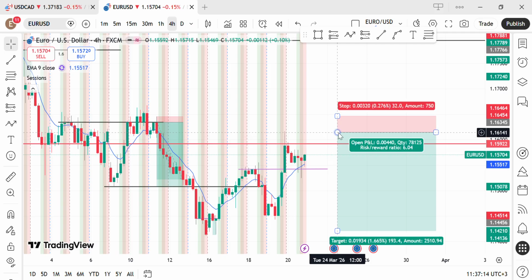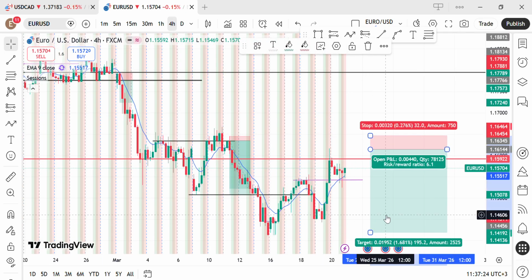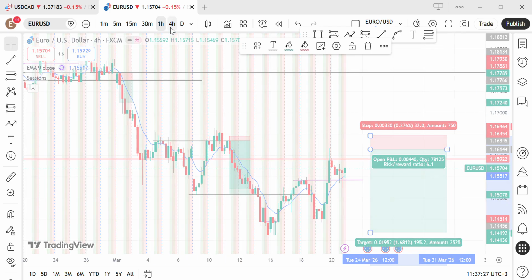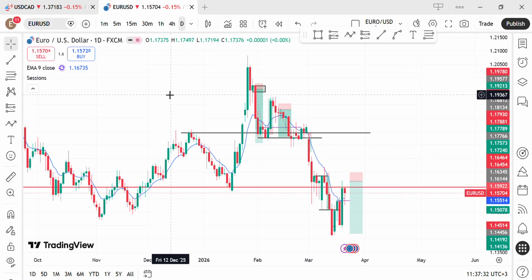I suspect over here there should be a change in the structure to bearish. And if it's bearish, it should come all the way sell down here to be 1:6 in the 4-hour time frame. And there's something I wanted to mention. Look at this here. Look at this.